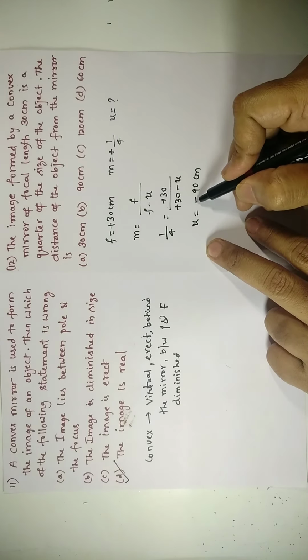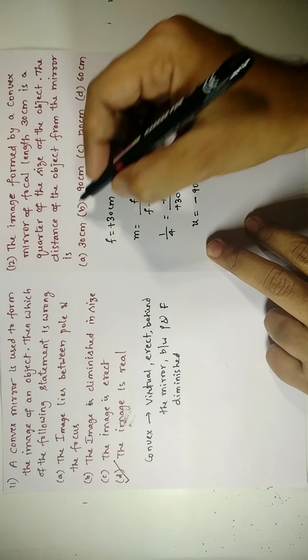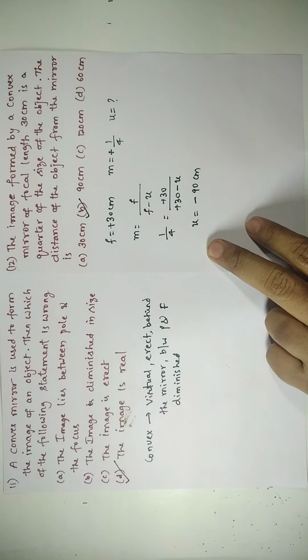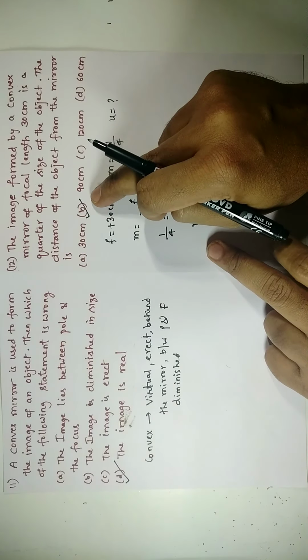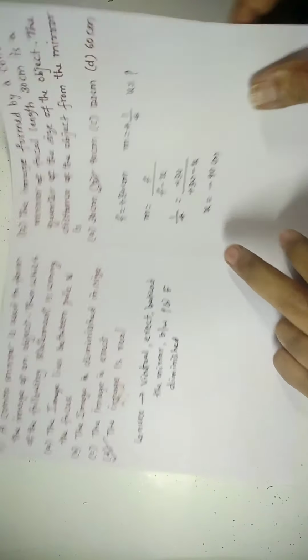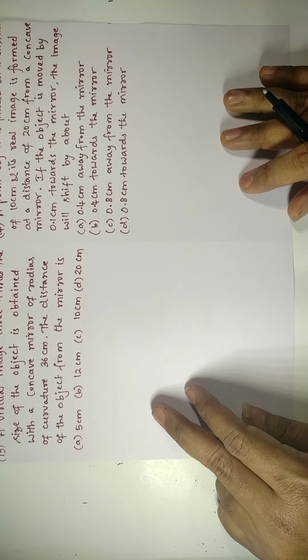Again, the negative sign indicates that it's a real object which is placed at a distance of 90 centimeters in front of a convex mirror. So our second option is valid. Next, let us go to the next question, where the question goes like this.